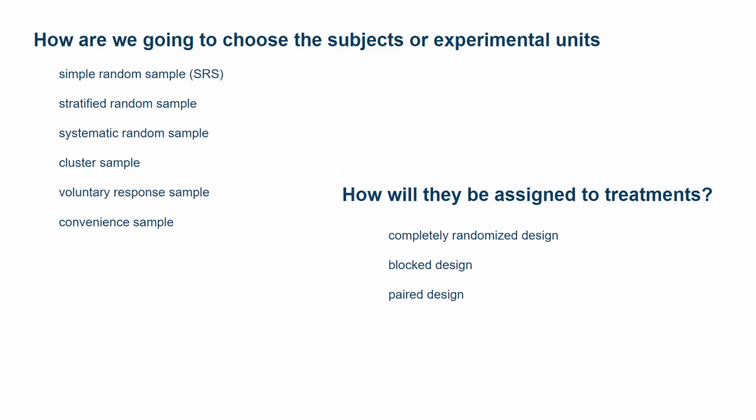Oftentimes they'll do studies on twins because twins are so similar that you can get 2 people who are similar to each other by genetics that way. And then you can flip a coin. One twin will go into one group and one twin will go into the other group. So that's paired design or matched pairs design.